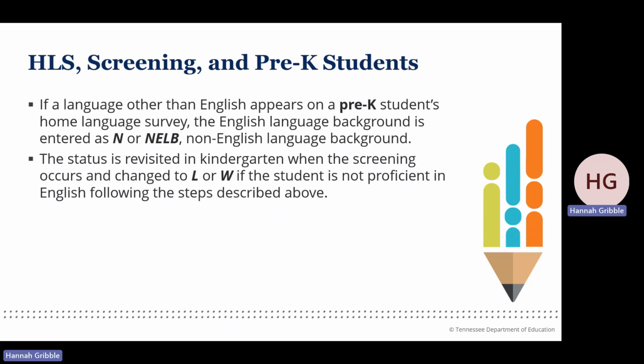If a language other than English appears on a pre-K student's home language survey, the English language background is entered as N or NELB, non-English language background. The status is revisited in kindergarten when the screening occurs and is changed to L or W if the student is not proficient in English, following the steps described above.